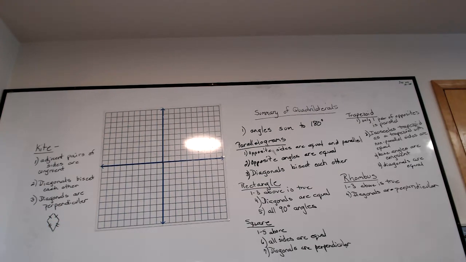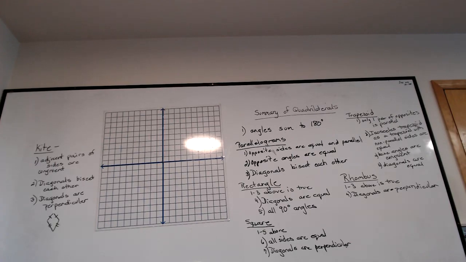So they're not parallel to each other, and opposite sides are not equal, whereas in all of these we have at least some opposite sides that are parallel. So that's basically what you have there, okay? That's a summary of all the quadrilaterals that we've looked at so far, okay? We've done some things with those.